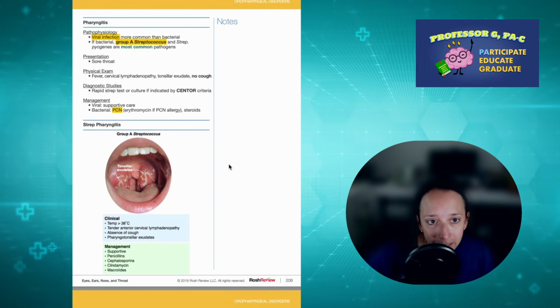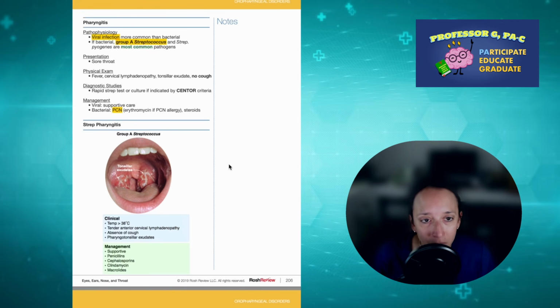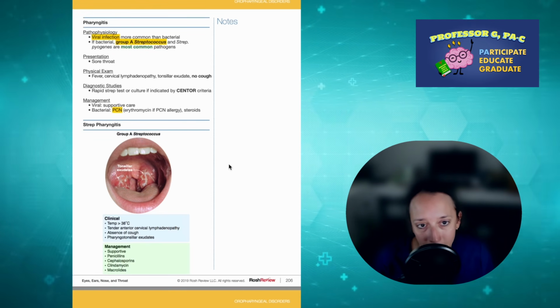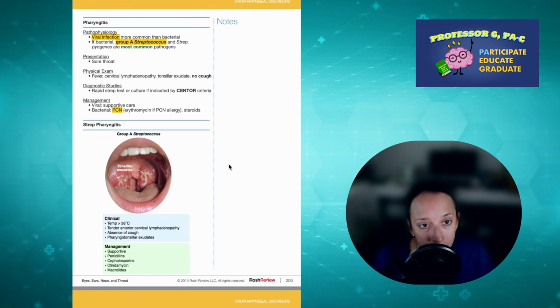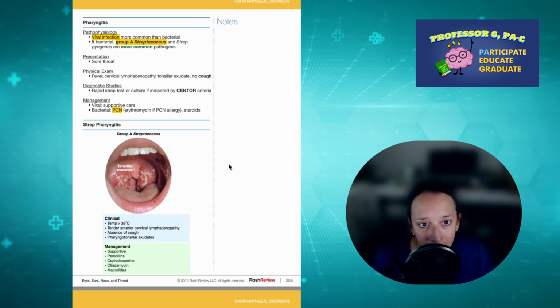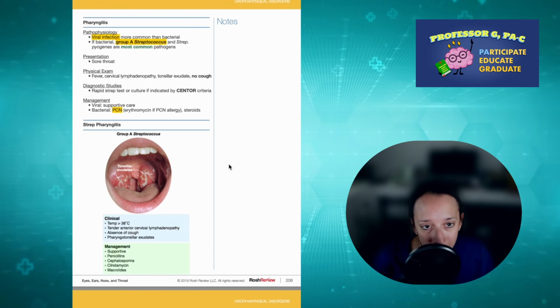Pharyngitis. Pharyngitis is a blanket term. There are many different types of pharyngitis. Viral infection is going to be more common than bacterial, but the important one to know is bacterial infections is group A strep, or what we think of as strep throat, Strep pyogenes. These are the most common pathogens.